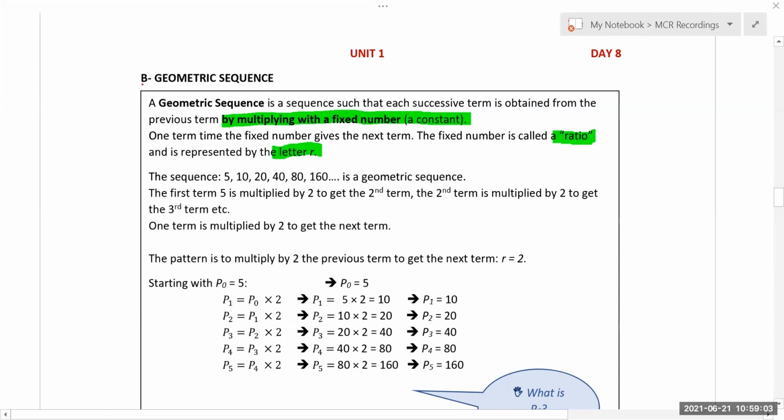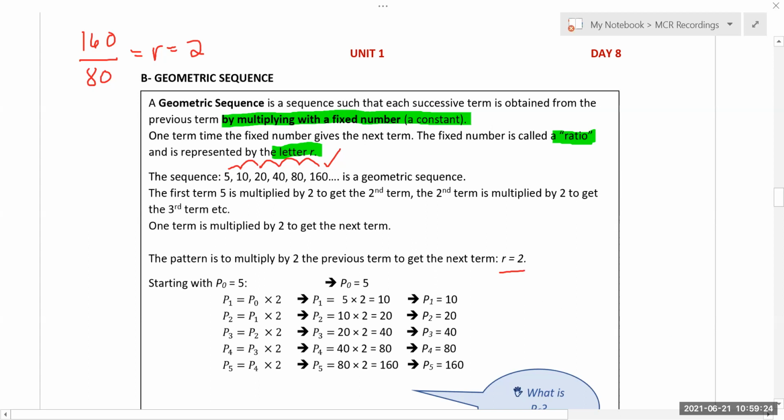So if I take the sequence 5, 10, 20, 40, 80, 160. If I take 160, I would divide it by its previous, and that's my r. 5 times 2 is 10, 10 times 2 is 20, 40, 80, 160. So again, my r would be 2.